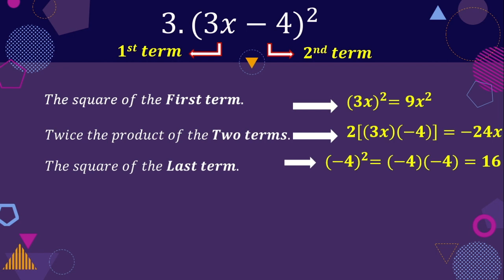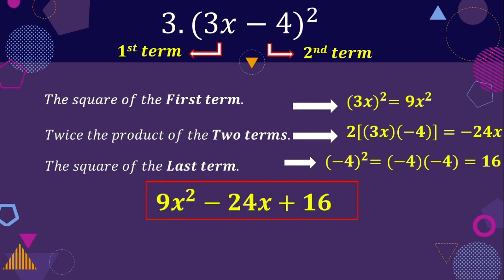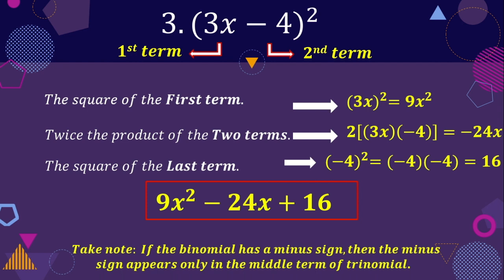After getting all the terms, we can now combine. And we will have the final answer, which is 9x squared minus 24x plus 16. And take note, if the binomial has a minus sign, then the minus sign appears only in the middle term of the trinomial, just like our answer for this equation.